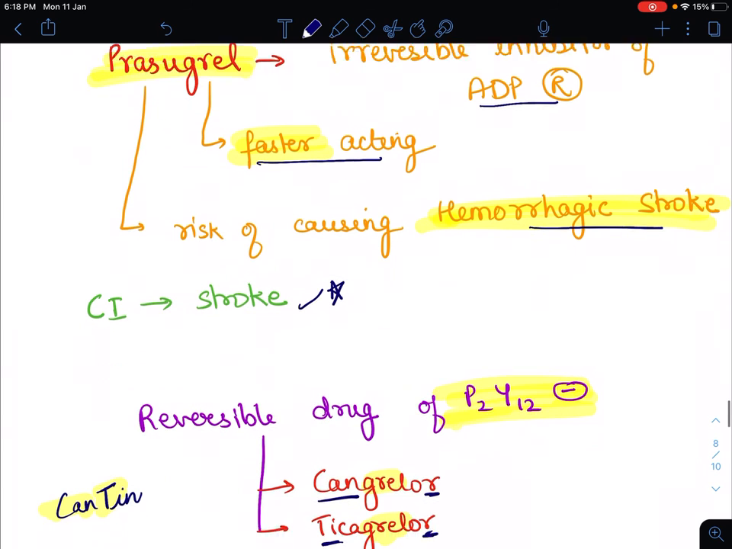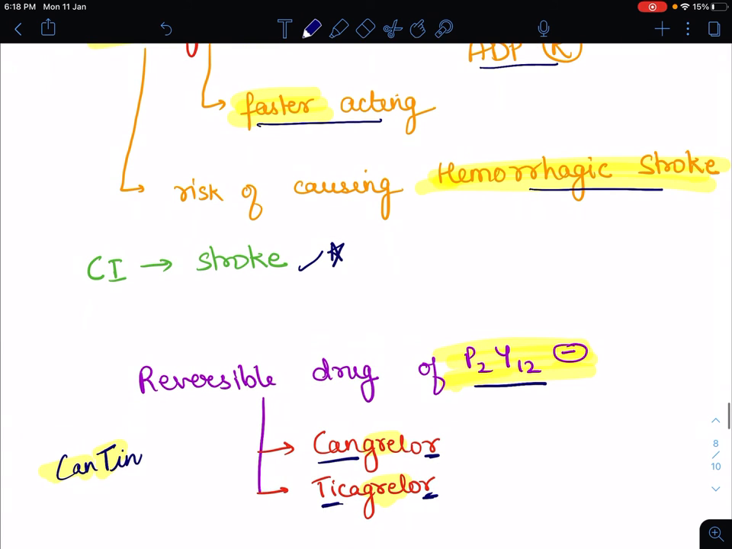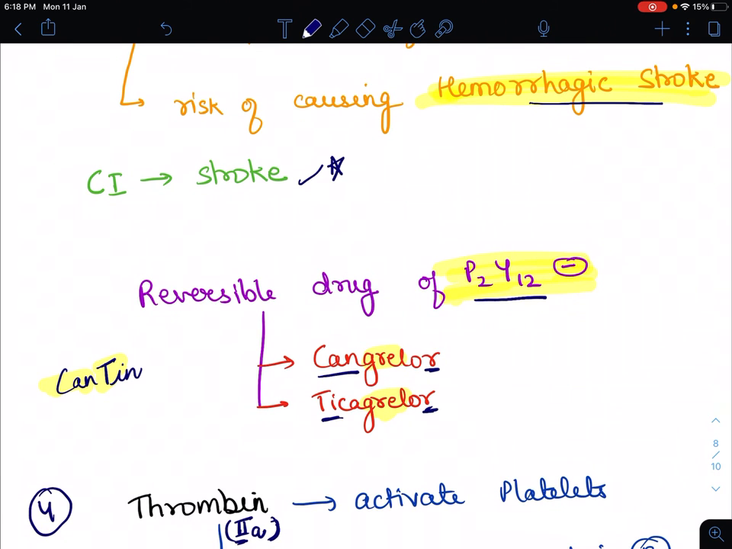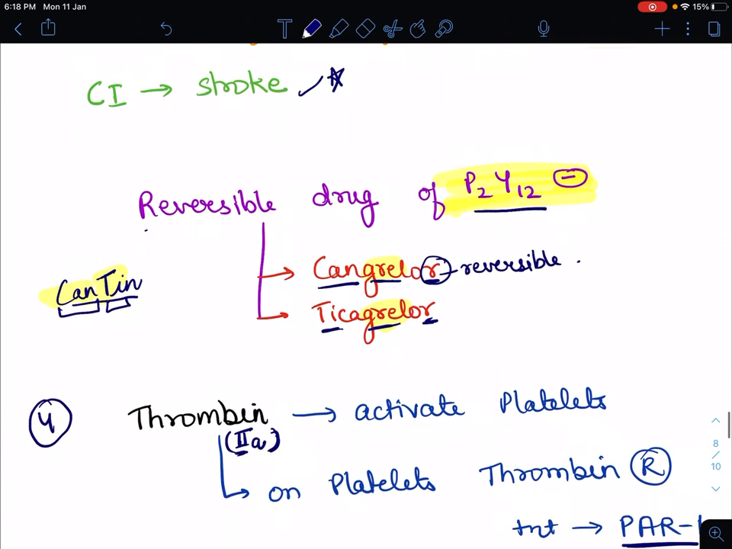Now I am going to tell you the reversible drugs which act as P2Y12 inhibitors. These are cangrelor and ticagrelor. In these also 'grel' comes. So R means reversible. Cangrelor, ticagrelor. I learned these drugs by a trick: canteen. C-A-N for cangrelor, T for ticagrelor, and R for reversible.